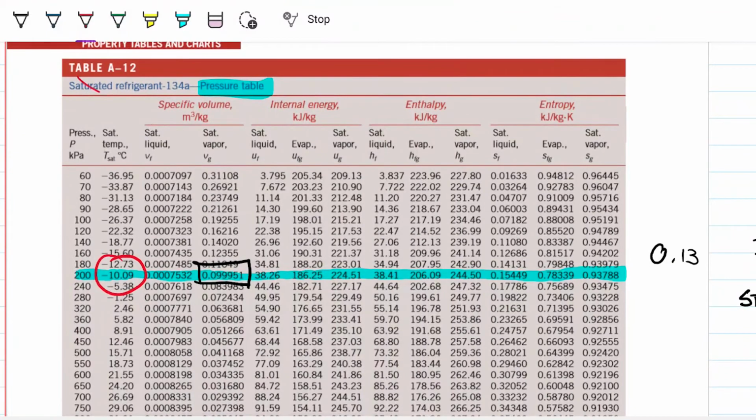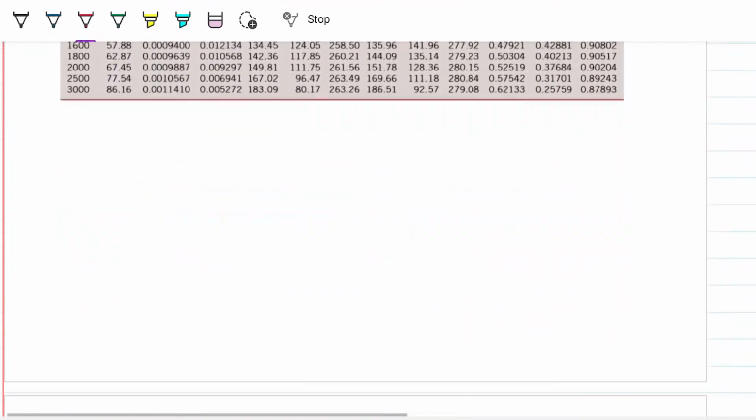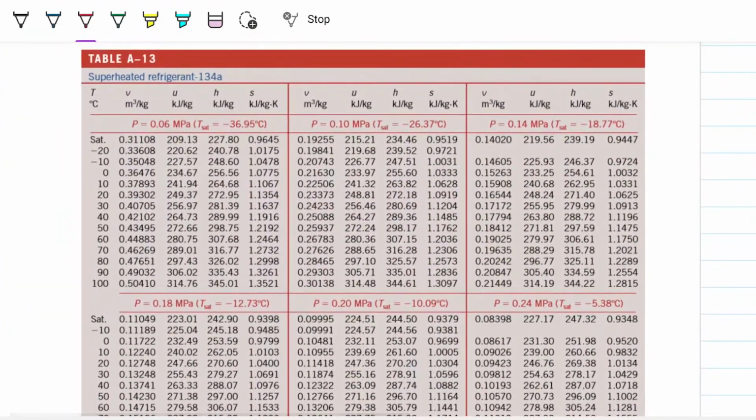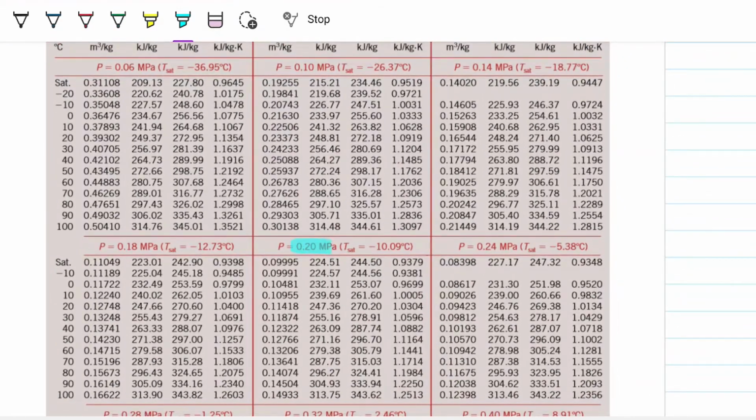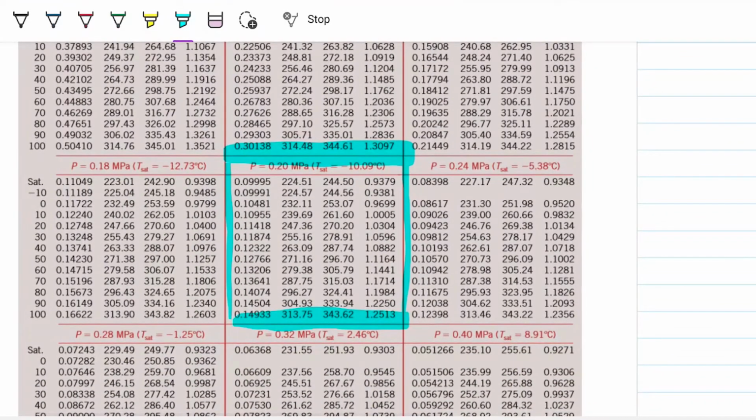So this table is not the one that I need to get my properties, because this is for the saturated refrigerant, and this is not saturated, this is superheated. So I'm going to keep scrolling down all the way to my superheated table here, and now I'm going to go again and look for 200 kilopascals. Note that we have 0.6, 0.1, and 200 kilopascals is the same thing as 0.2 megapascals, right? Same thing. So I'm interested in this square here. This is where I'm going to find my properties.